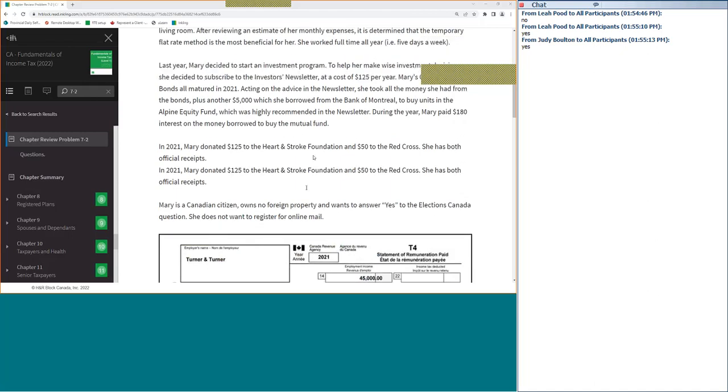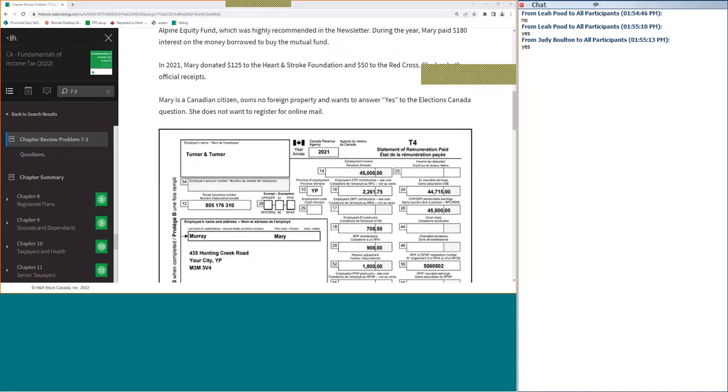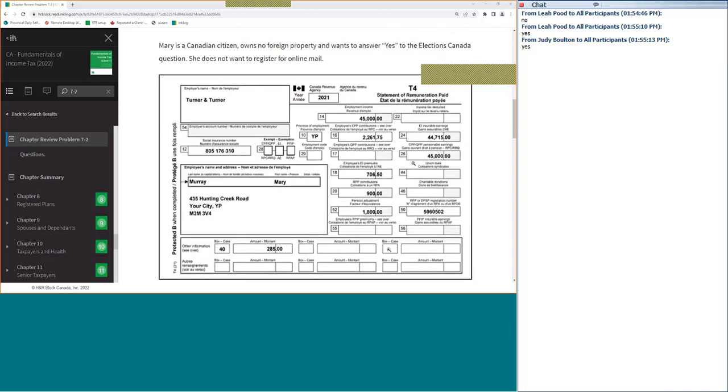We have donations, 125 and 50. Okay, she's a Canadian citizen, owns no foreign property, wants to answer yes, doesn't want to register for online mail. I'm going to look at her tax slip and see what's there. We've got some pension, no union dues, no donations.